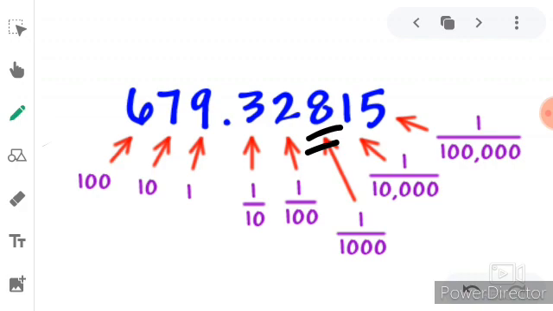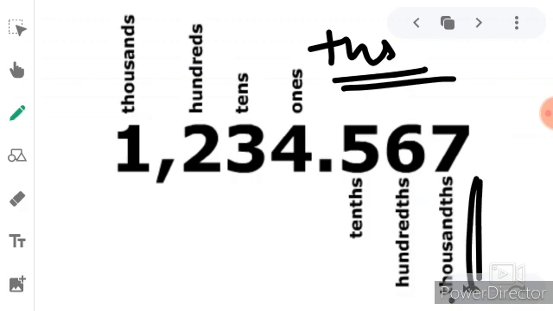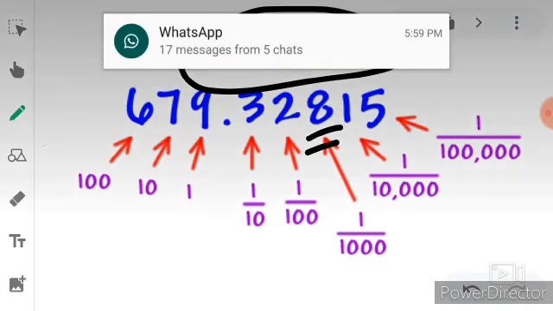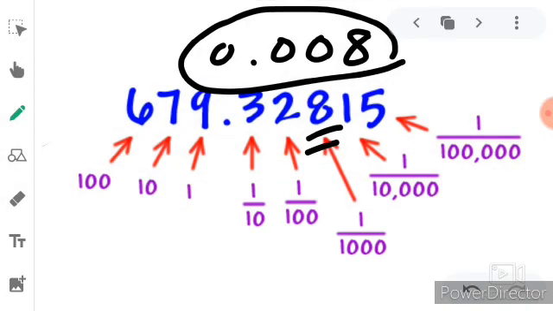So the place value of this 8 is 0.008 because 8 is present on which place? Thousandths place. So this is all about the place value of decimal numbers and places of decimal numbers. So this is all about the decimal fractions.